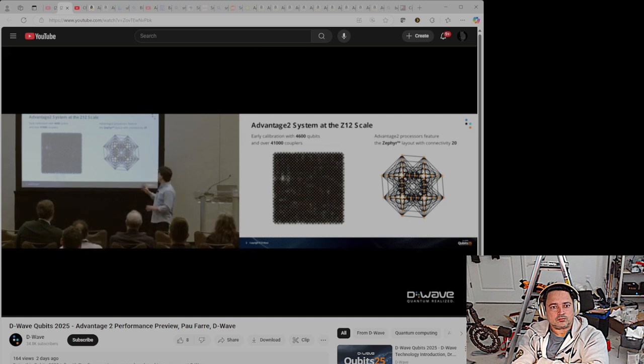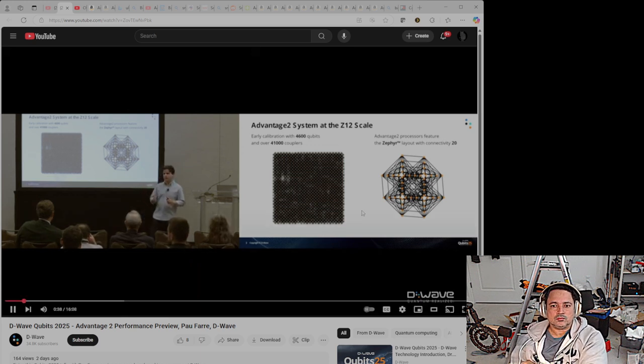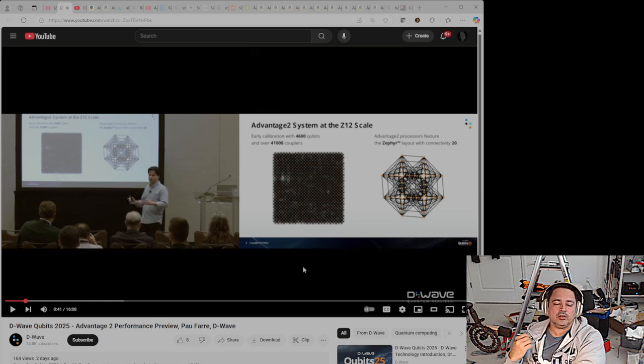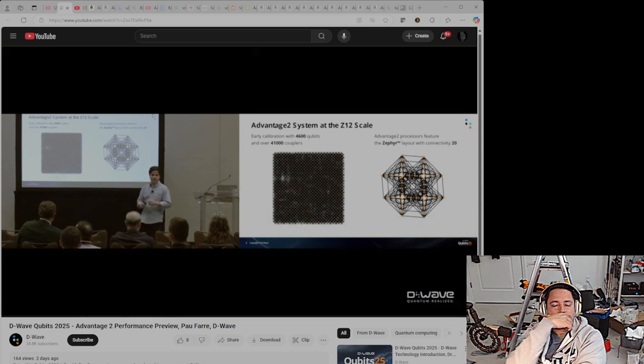And Advantage 2 processors feature the Zephyr layout with connectivity 20. This is a step up from our previous layout, Pegasus, in Advantage 1 processors that has connectivity 15. And this allows... Okay, I'm guessing connectivity 20 means that each qubit can connect to 20 other qubits. I don't know what couplers are. Let's see. Allows us to embed more interesting interconnected problems.